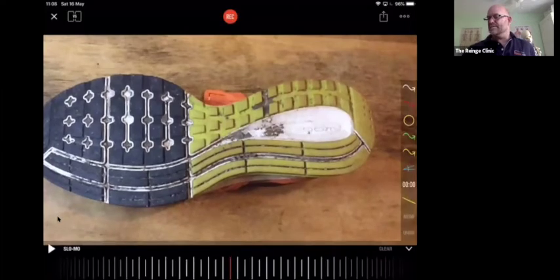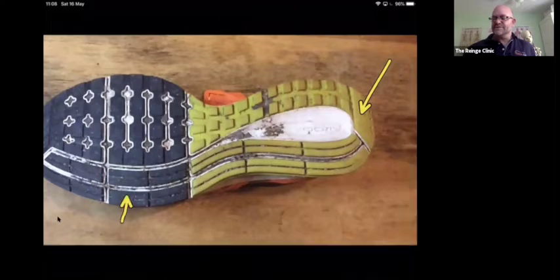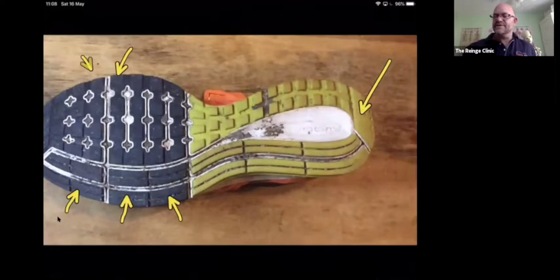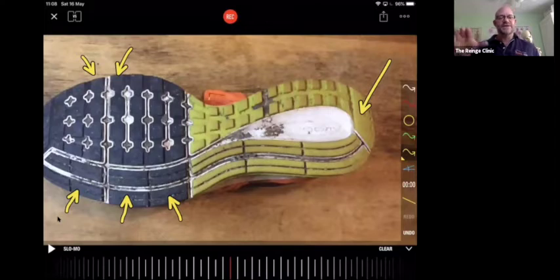Now, he's worn on the heel, like a lot of people. He's a heel striker. And we can see that the tread on the outside of the shoe here is relatively intact, but on the inside, it is starting to wear. So he's overpronating a little bit, but nothing too bad.